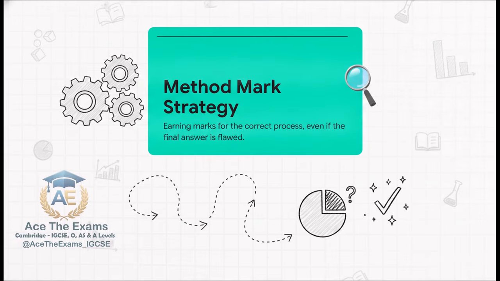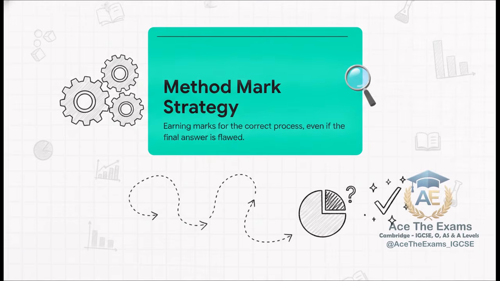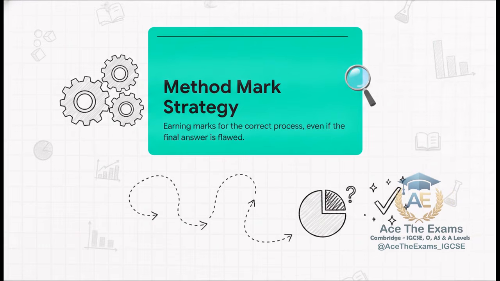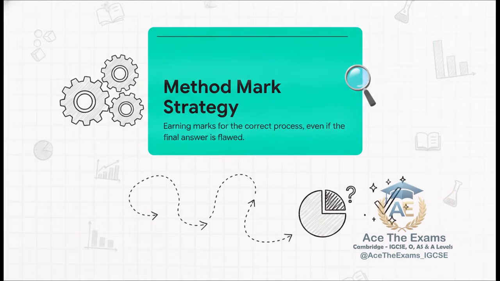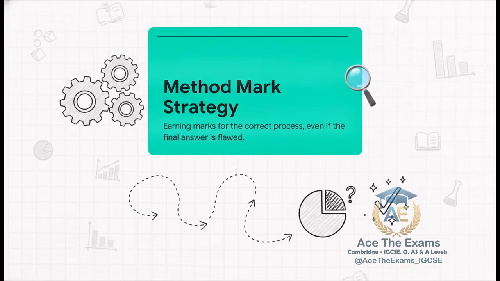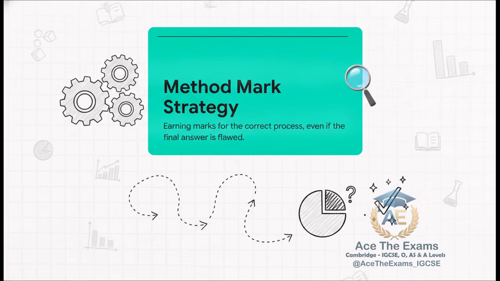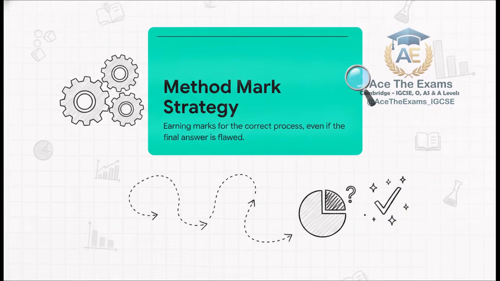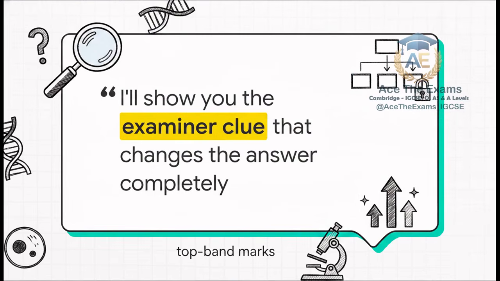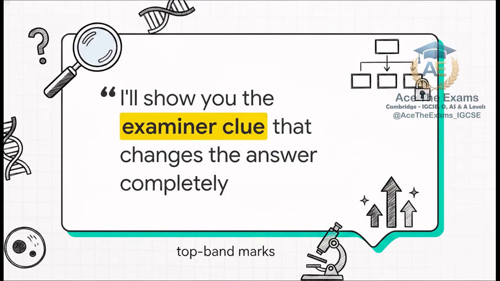This strategy is all about earning marks for demonstrating the correct analytical process, even if your final answer or calculation is totally flawed. Examiners actually want to see your systematic analysis and your evidence-based reasoning. If you deconstruct the data and evaluate the evidence correctly, you can still salvage crucial marks when your final calculation goes completely off the rails. So the absolute crucial point here is that you must always show your working.